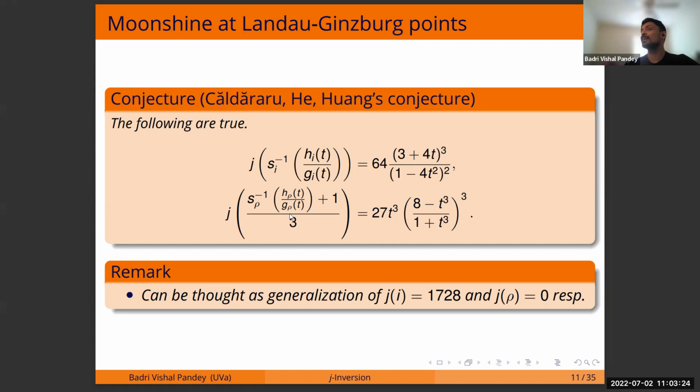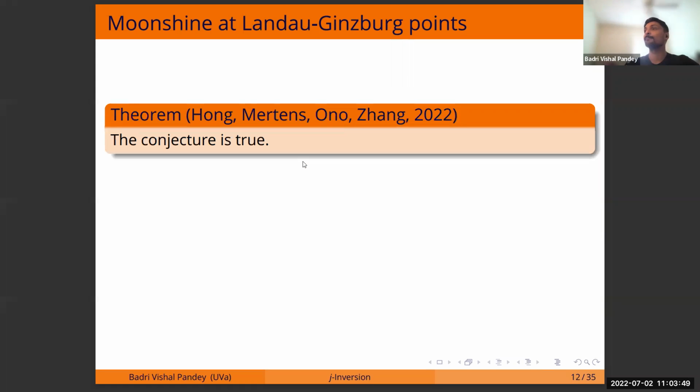So in some sense, you can think of it as you have this disk. I have not specified it here, but you want this t to be in a certain disk. When that is the case, you have this map from a disk to the complex plane, where at the center it takes the value I. Then recently, in January 2022, Hong, Mertens, Ono, and Zhang, and Kanono proved the conjecture. They proved that the conjecture is true.